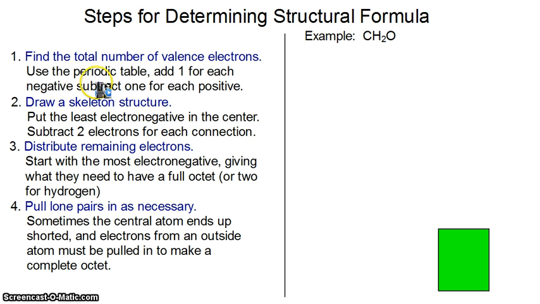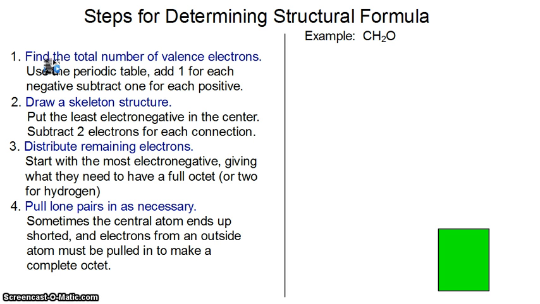As we work through these 4 steps, we're going to be slowly pulling in more things over on the right-hand side. We're going to be doing this for the compound CH2O, which is commonly known as formaldehyde. Okay? So the first thing you do is find the total number of valence electrons, and you're going to use the periodic table to do this.